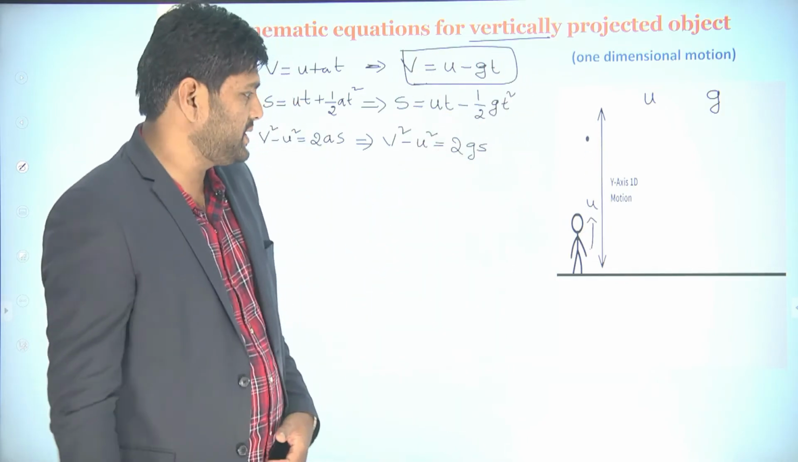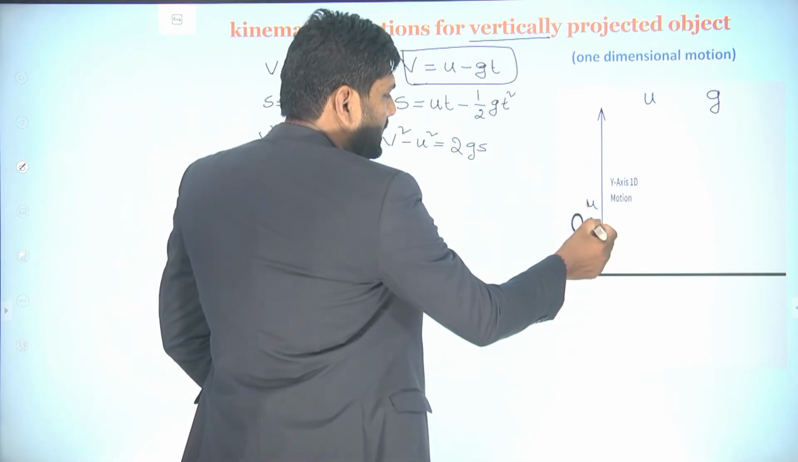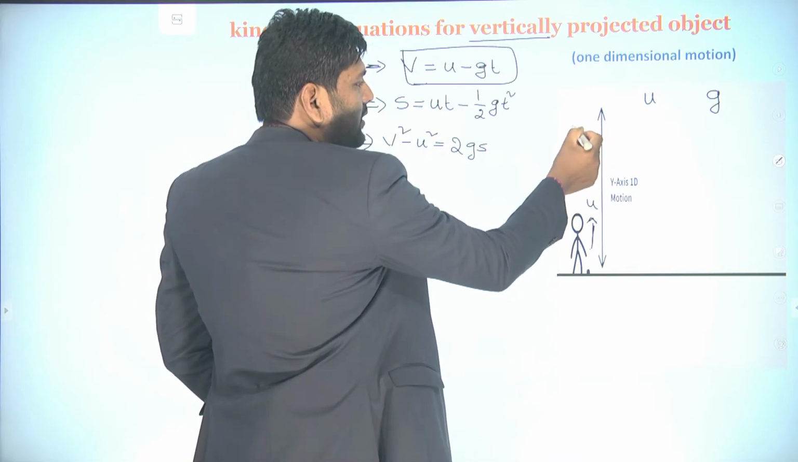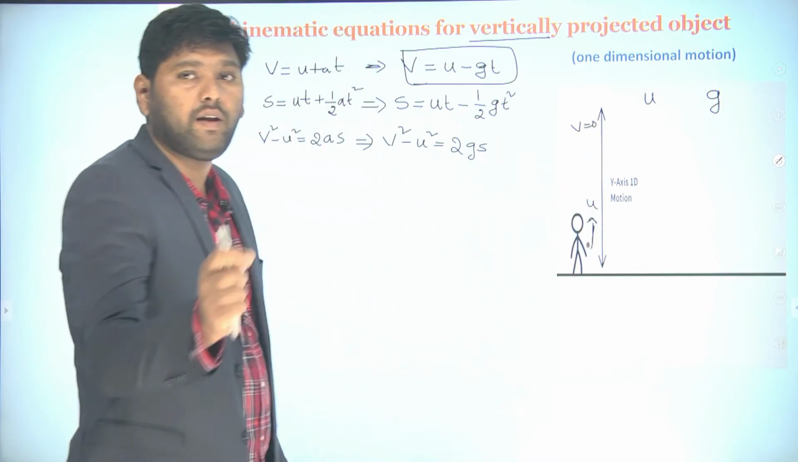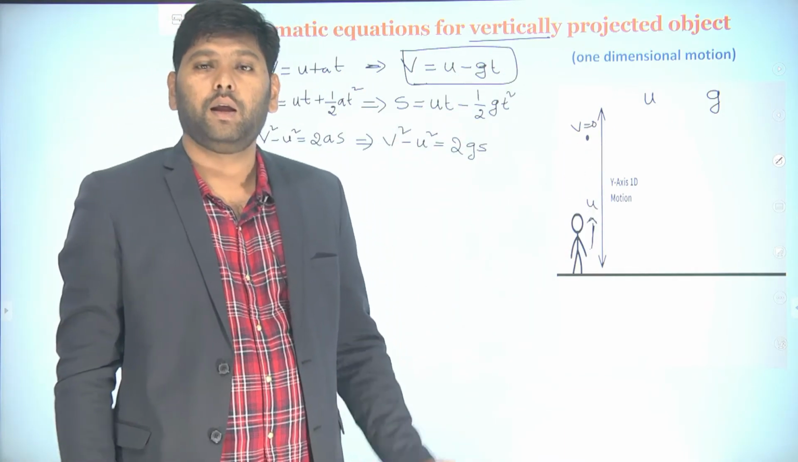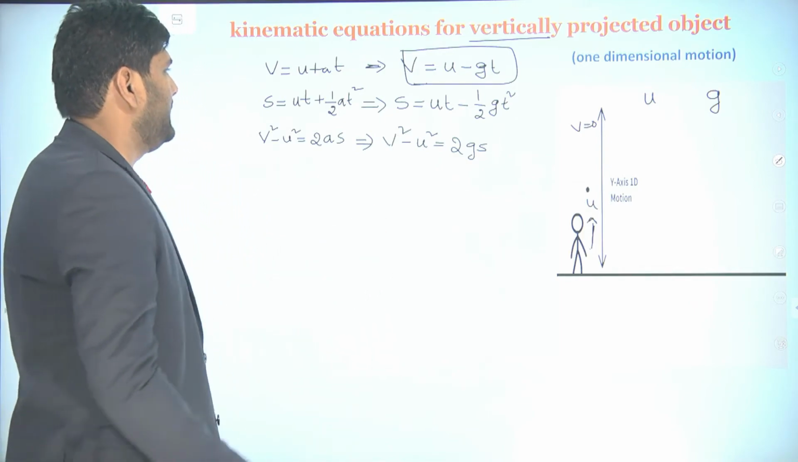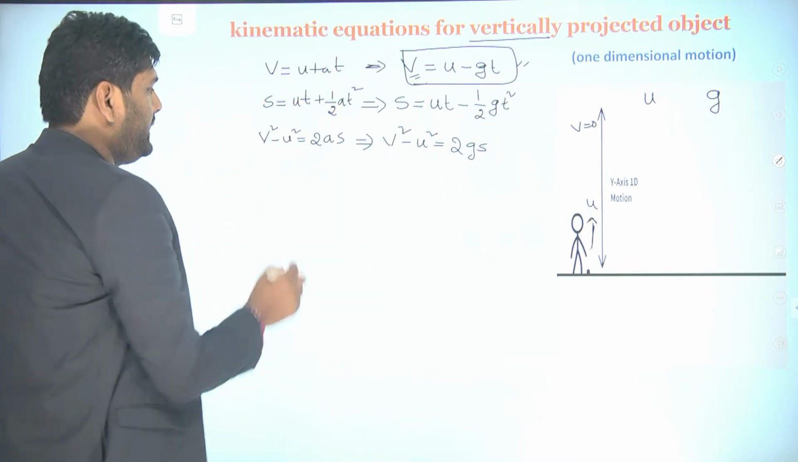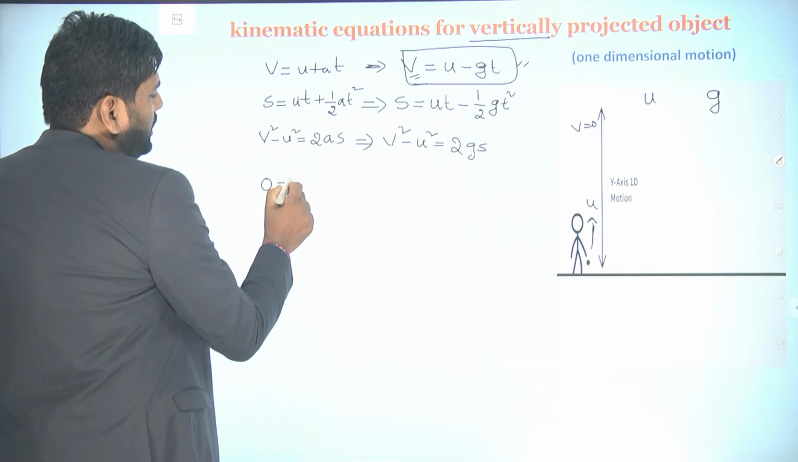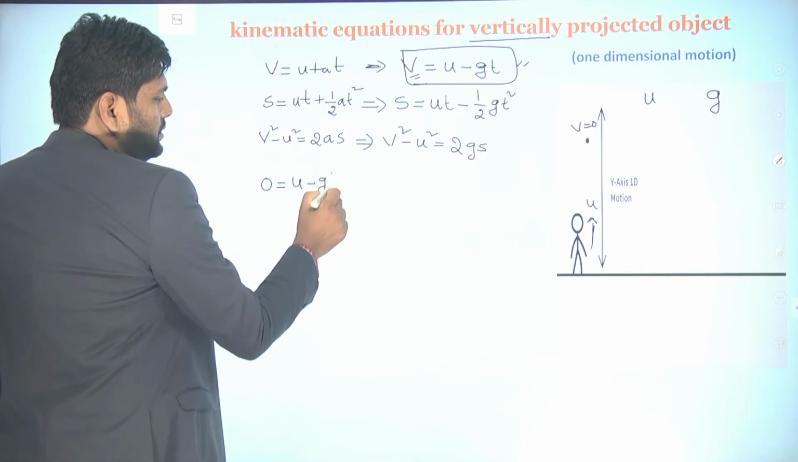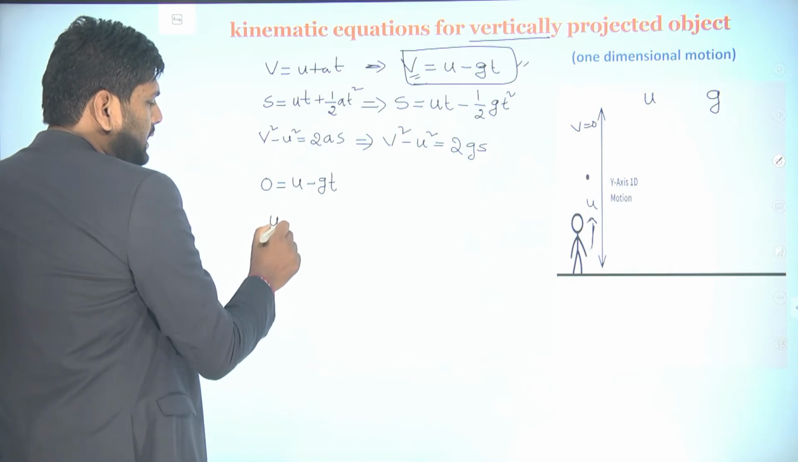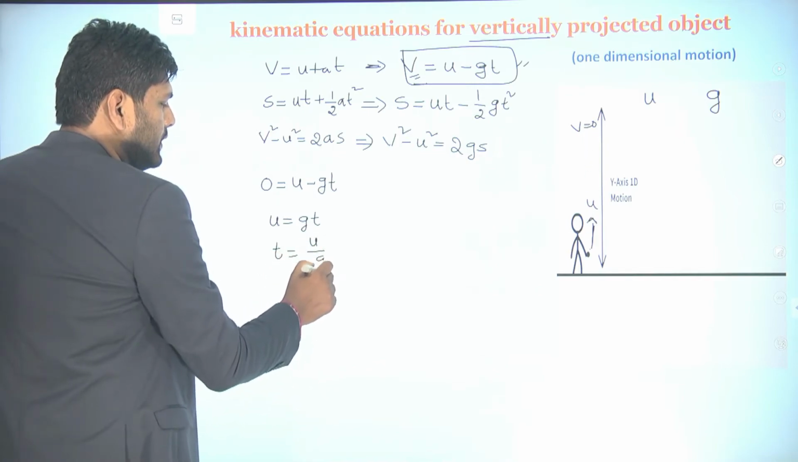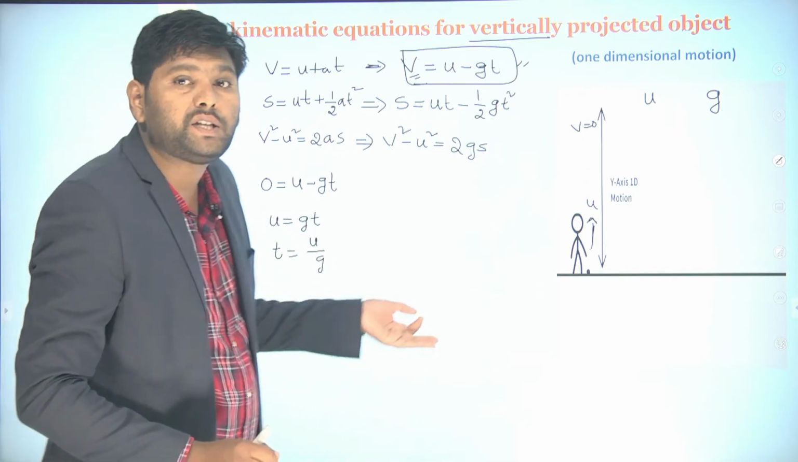If I take the first equation, we are throwing the object initially with some velocity. As it goes in the upward direction, somewhere over here its velocity becomes 0. That means the final velocity when it reaches the maximum position becomes 0. If I apply this condition in this equation, 0 is equal to initial velocity U minus G into T. So finally you will get U is equal to GT and T is equal to U by G. Actually this is the time taken for reaching the maximum height.